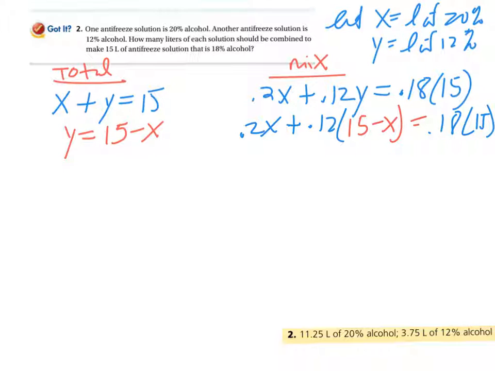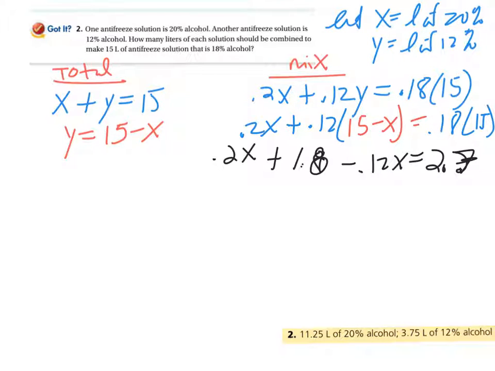Then, let's go back and work some algebra fun here, right? So, we've got the 0.2x carried down, plus, and then we're going to distribute that 0.12. That's going to give me 1.8, there we go, it's a little clearer, 1.8 minus 0.12x equals, and then we're going to multiply that right side out, 2.7.